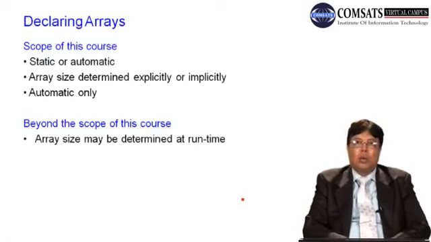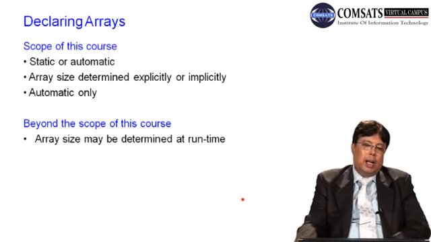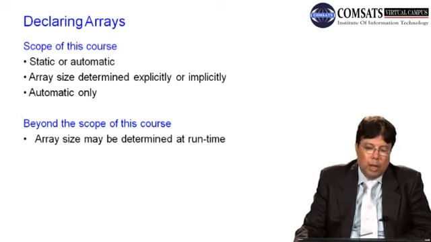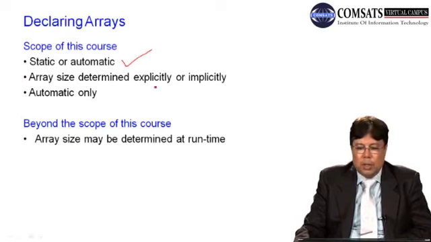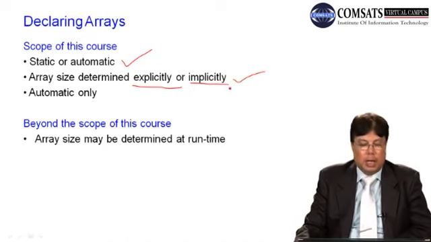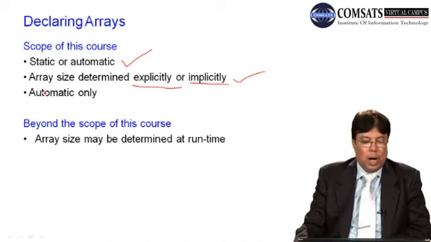Declaring an array. इस कोर्स के अंदर declaration of array के अंदर आएगा static और automatic declaration of an array. Okay, that is this part. Array size determined explicitly or implicitly. ये भी हमें पता होना चाहिए. Although I have already used both of these without categorically defining this is an explicit definition size or it is an implicit size, but I will just show you later on.